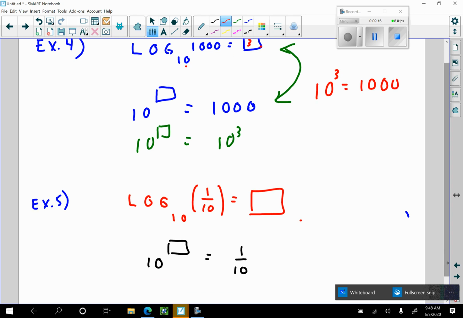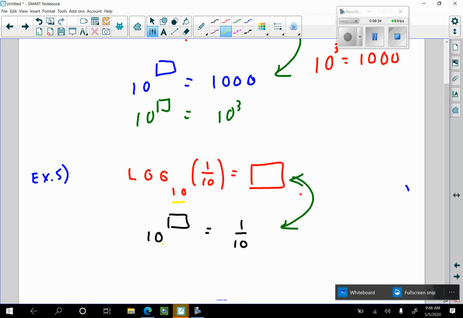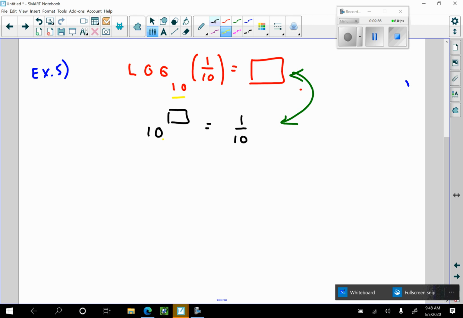Next example. Ooh, I have a little fraction here. I have log base 10 of 1/10 is equal to box. By the definition of a logarithm, that means 10 to the box is 1/10. Well, we know what 1/10 is. 1/10 is 10 to the negative 1. So 10 to the box, well, what's box? Therefore, box is equal to negative 1. And therefore, log base 10 of 1/10 is equal to negative 1.